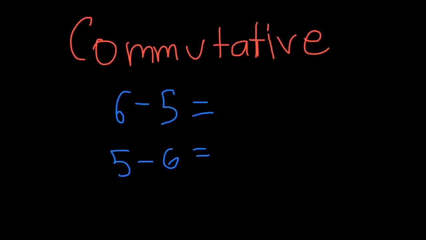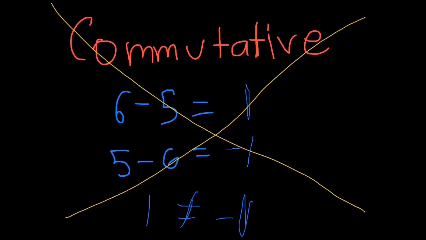Alright, so 6 minus 5 is equal to 1, right? That's so obvious. 6 minus 5 is 1. But what is 5 minus 6? What if I swapped the numbers? 5 minus 6 is negative 1. And 1 is not the same thing as negative 1. So, I'm just sorry. This is a big no.